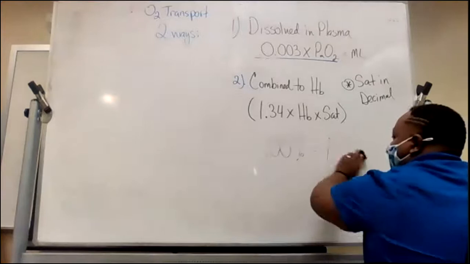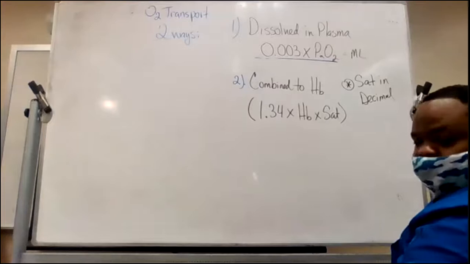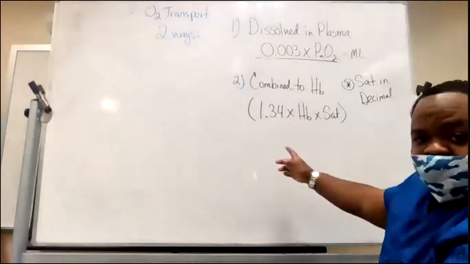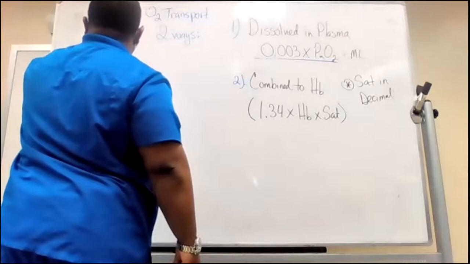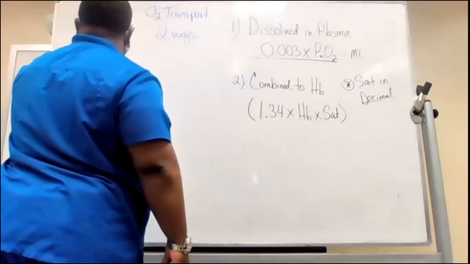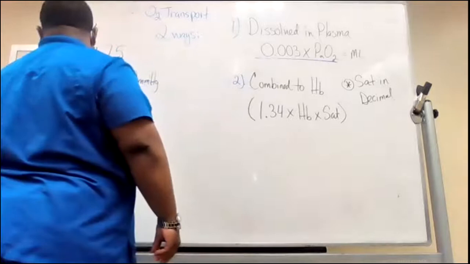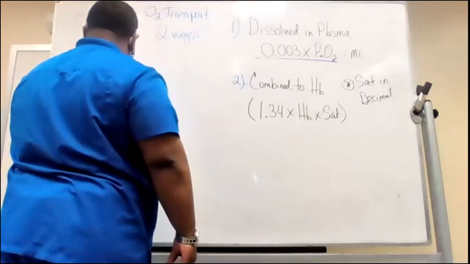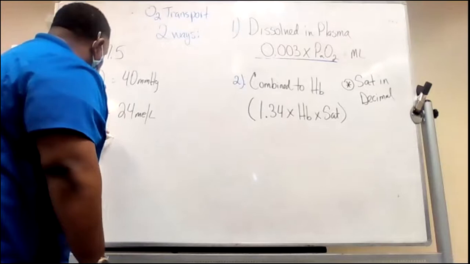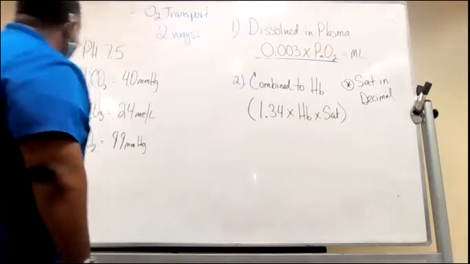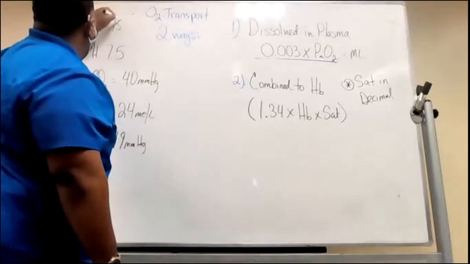All right. So let's find out how much is combined to Mr. Smith's hemoglobin. I'm going to give you some values, and then you plug what you need from it, and you figure it out. So here we go. His pH is 7.5. His P little a CO2 is 40 millimeters of mercury. His HCO3 is 24 milliequivalents per liter. His P little a O2 is 99 millimeters of mercury, and his hemoglobin is 15 grams.